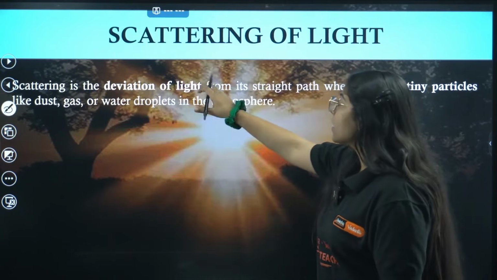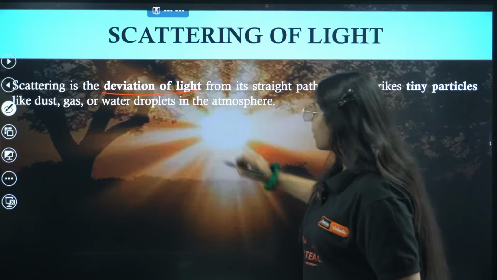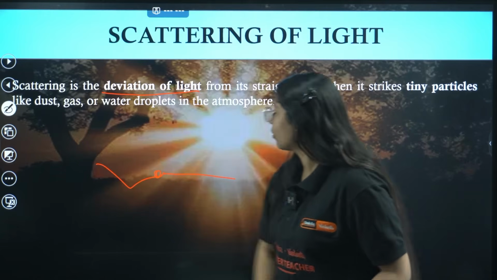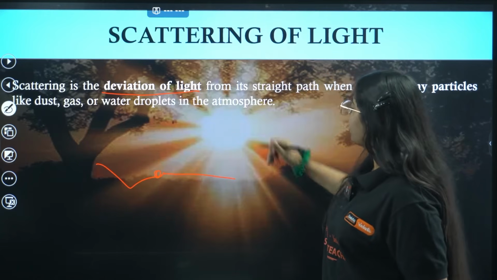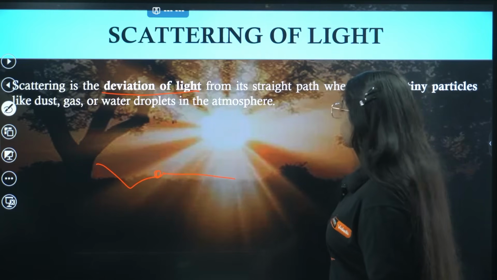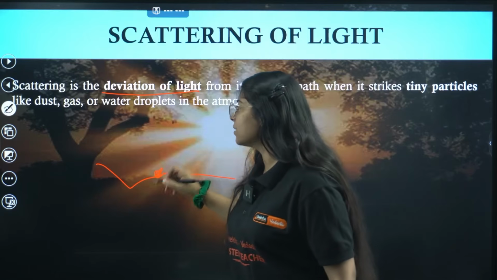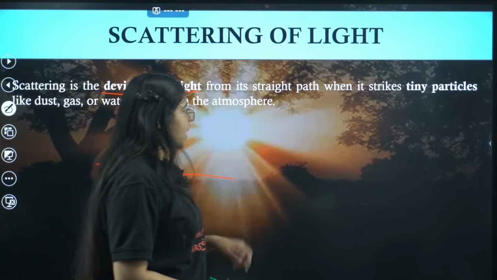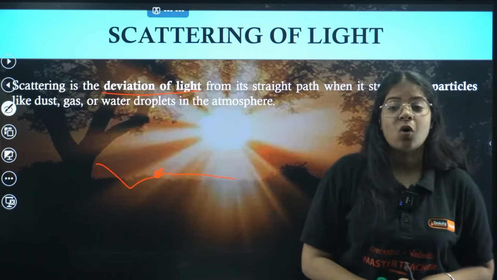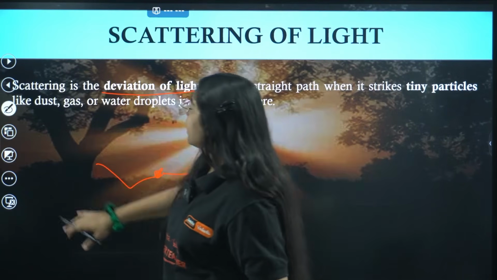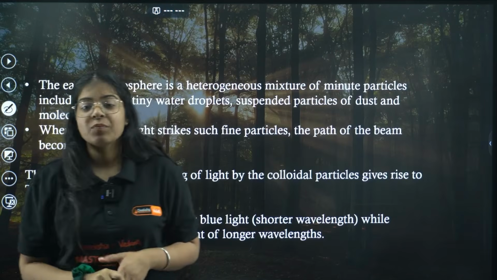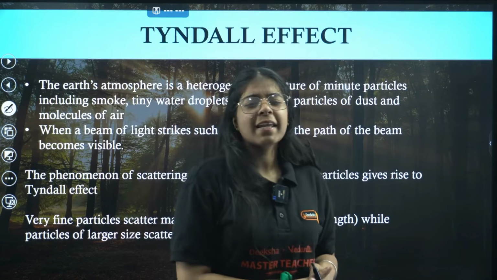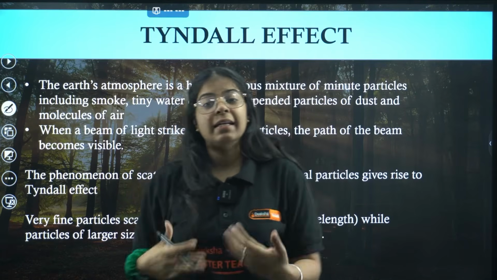So scattering is the deviation of light. Instead of going straight, there was a particle, it got deviated. Okay, deviation of light from its straight path when it strikes any tiny particles like dust or gas or water droplets in our atmosphere is called scattering of light. Very good. Now this scattering of light gives us a very great concept of Tyndall effect.